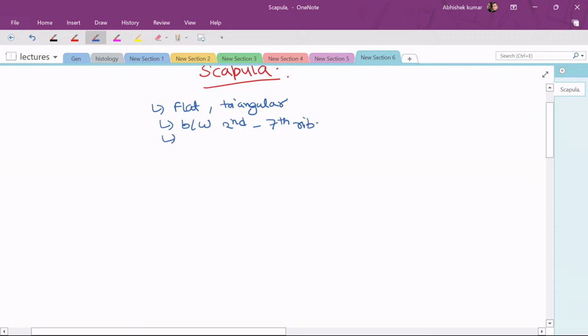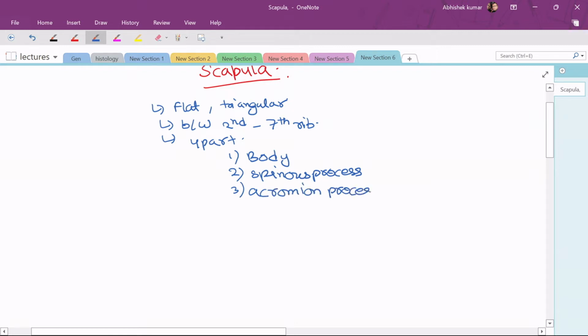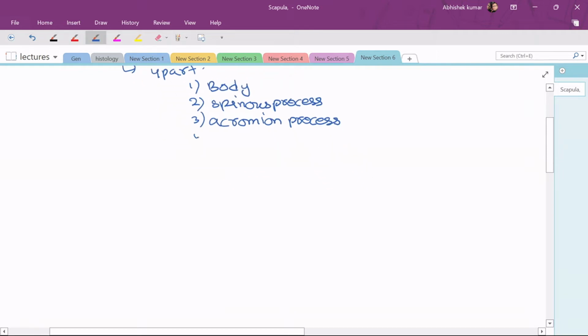Okay. It has four parts. What are those parts? First is your body. Second is your spinous process. Third is your acromion process. And fourth is your coracoid process.